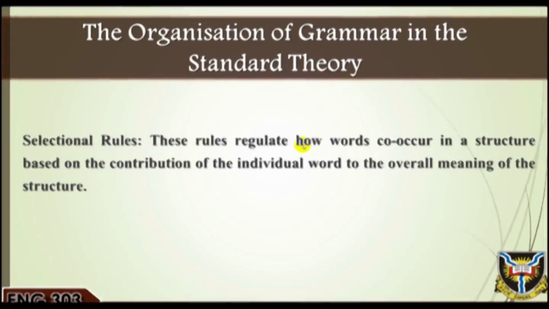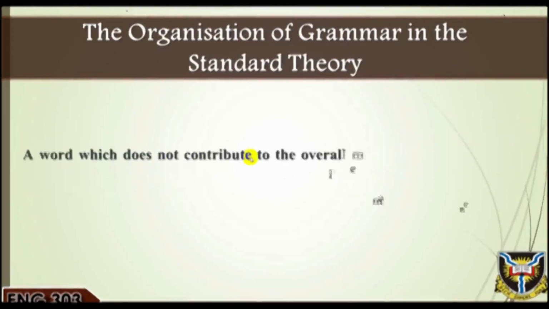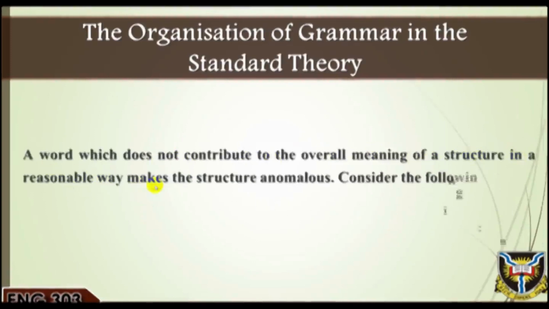These rules regulate how words co-occur in a structure based on the contribution of the individual word to the overall meaning of the structure. A word which does not contribute to the overall meaning of a structure in a reasonable way makes the structure anomalous.